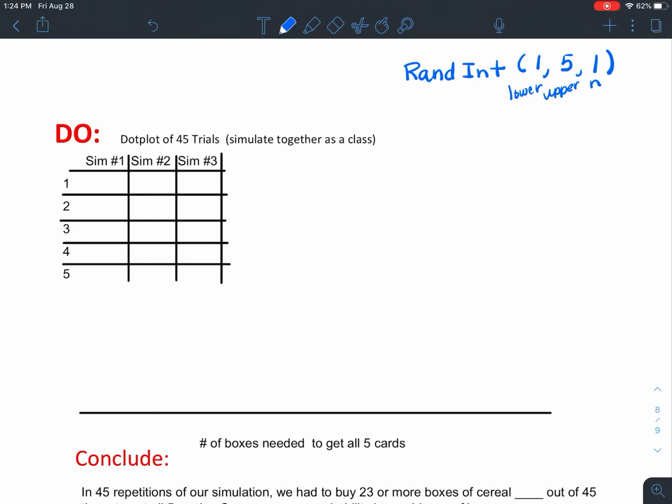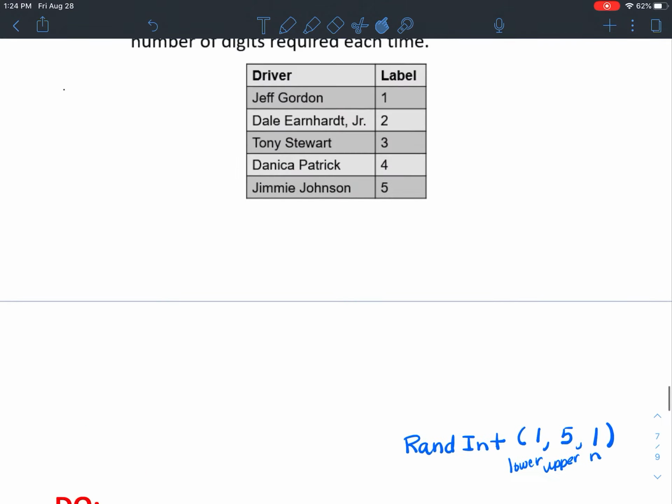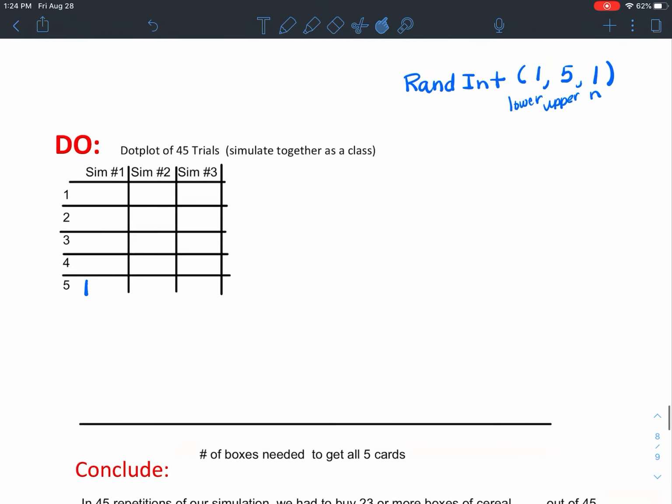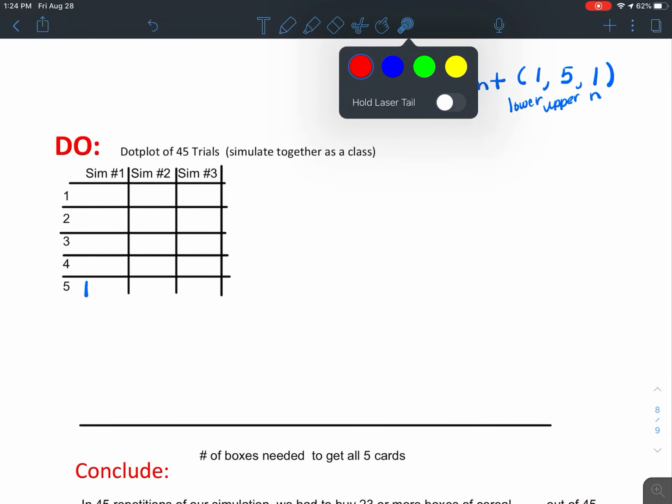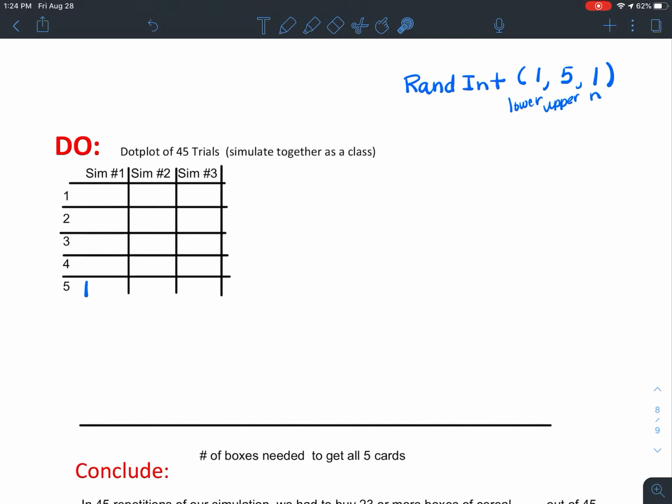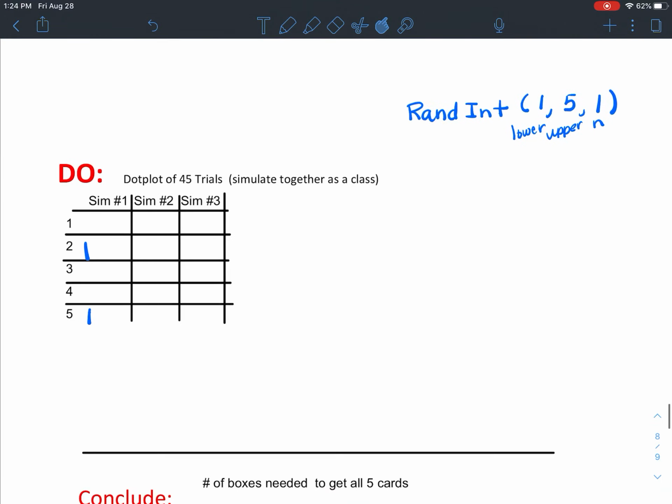Okay, so now you can't see this on the screen, but the first number that my calculator gave me was a 5. I think that coincided maybe with Jimmy Johnson. So I'm going to put a little tick mark right here, meaning I have his card now. Then I'm going to repeat it again, and it now is giving me a 2. That means we now have Dale Earnhardt Jr.'s card.